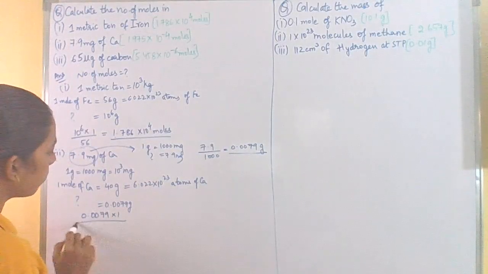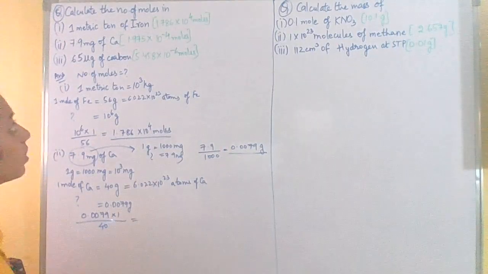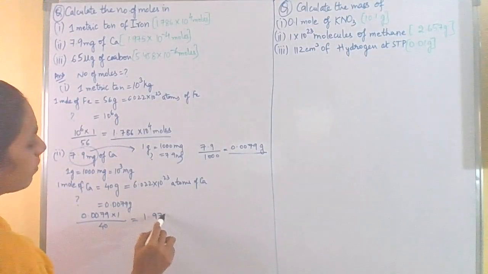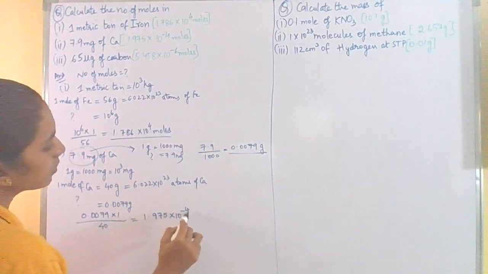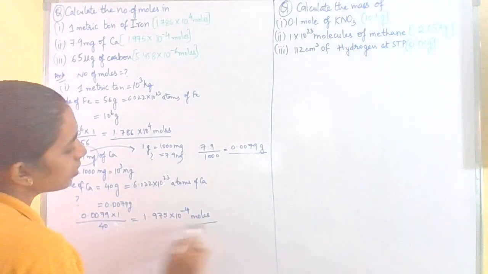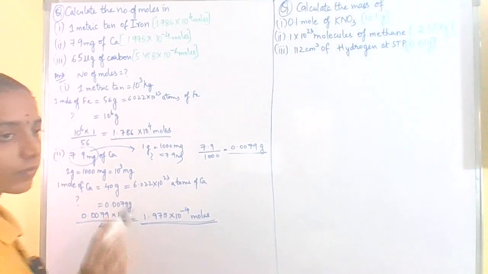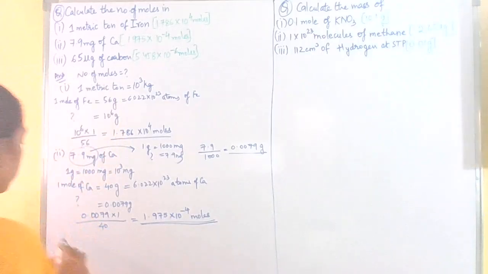0.0079 into 1 by 40. You will be getting the answer as 1.975 into 10 to the power minus 4 moles. You have to calculate. Okay. And write it. I will only give the final answer. You have to calculate it. Now we'll see the third one.